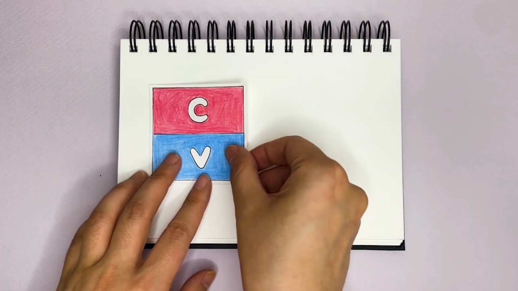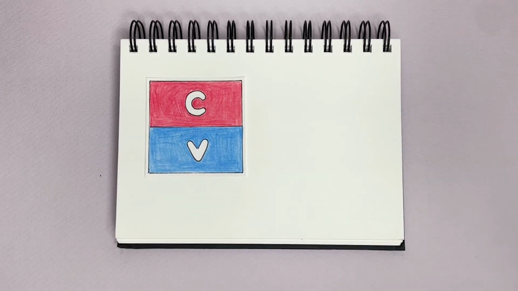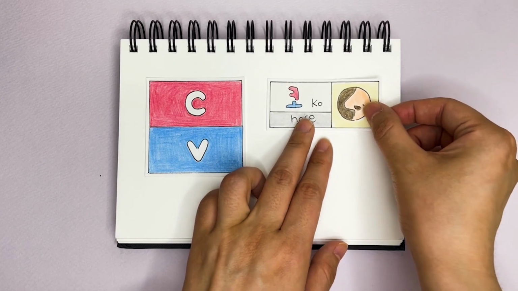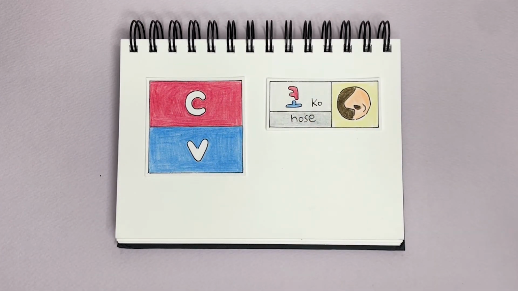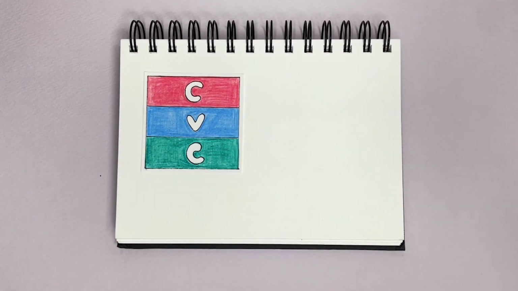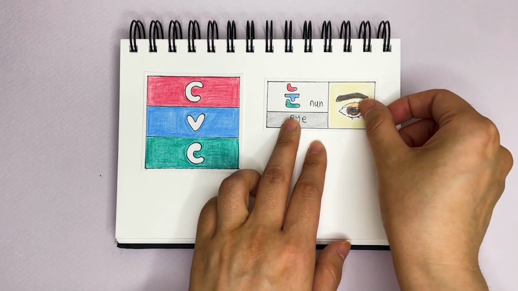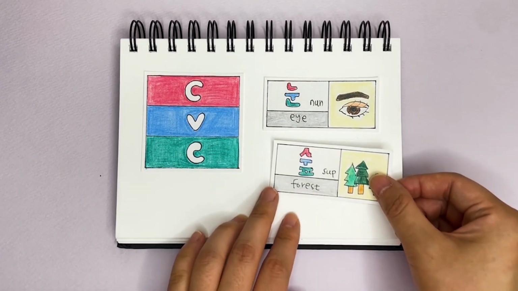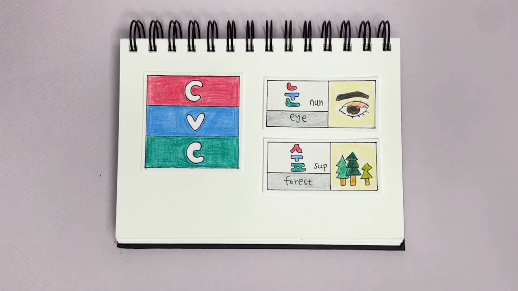In the third block, a consonant comes first, and then the vowel is followed vertically. This style of block is needed to make 코, meaning nose, and 초, meaning second. In the fourth block, you just need to add one last consonant underneath the previous combination. Using this block, you can write words like 눈, meaning eye, and 숲, meaning forest.